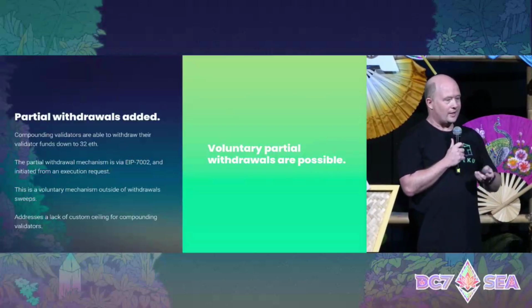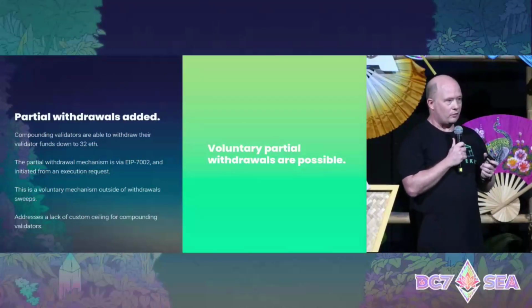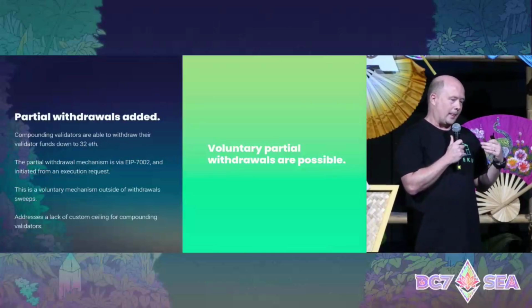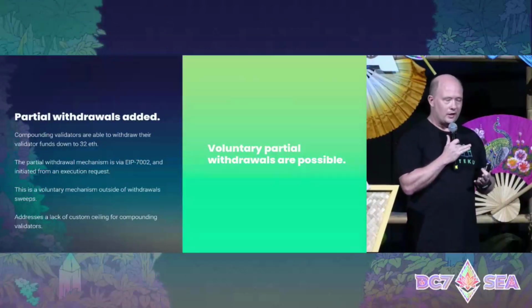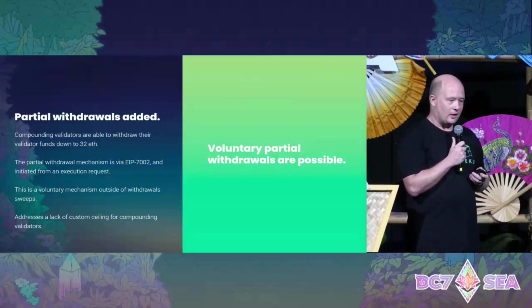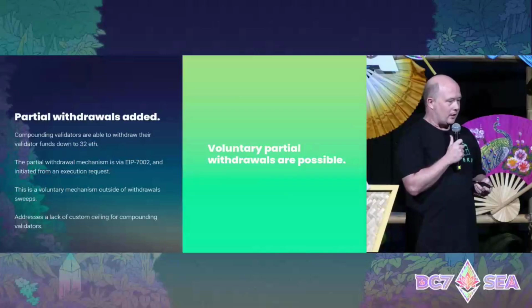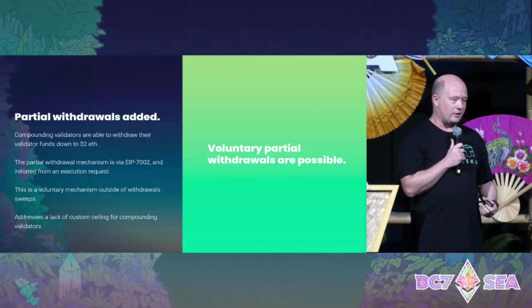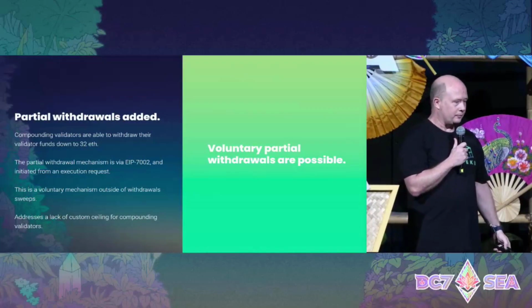The nice thing about partial withdrawals is when we were originally talking about 7251, we had the concept of a custom ceiling where a validator could say, I want my maximum balance to be 128 ETH or 50 ETH or whatever. That's actually really complex. And this is already a bit of a beast. So we got rid of that for 7251. So partial withdrawals anyway will allow you to draw your balance down on your timeline without having to have a custom ceiling.